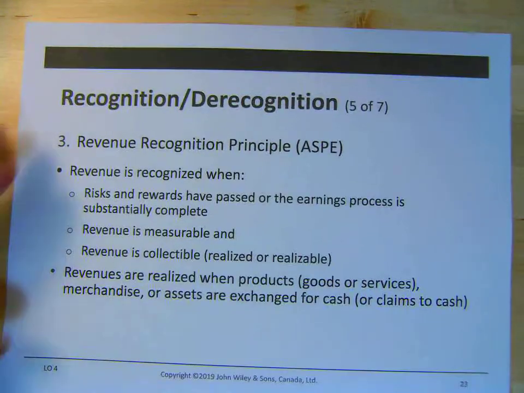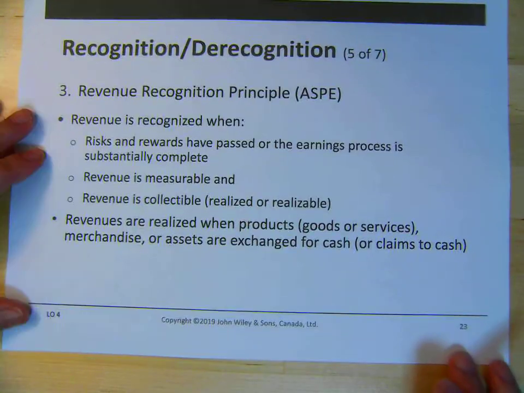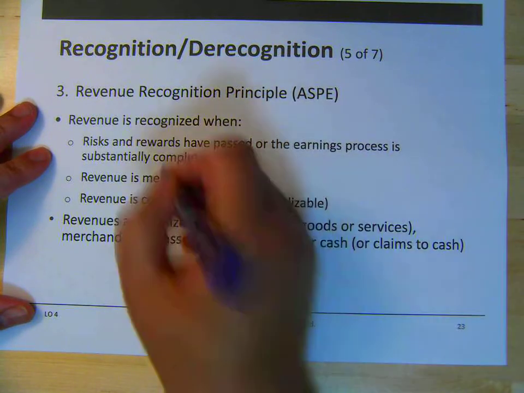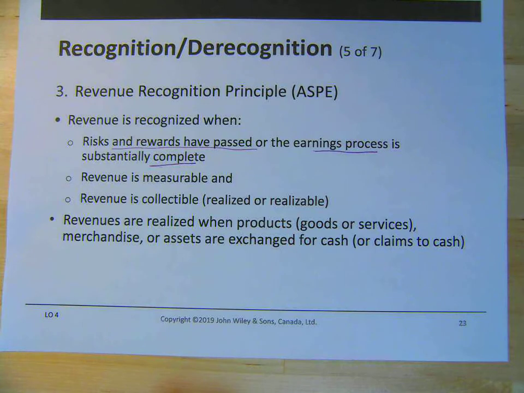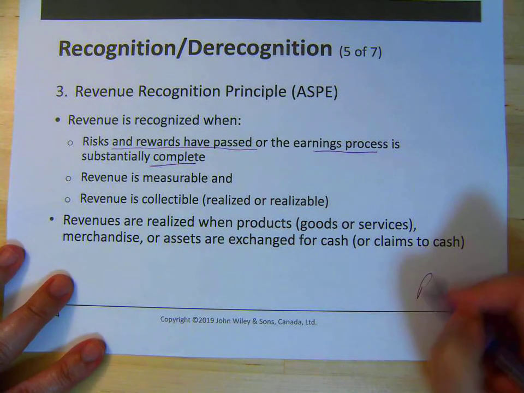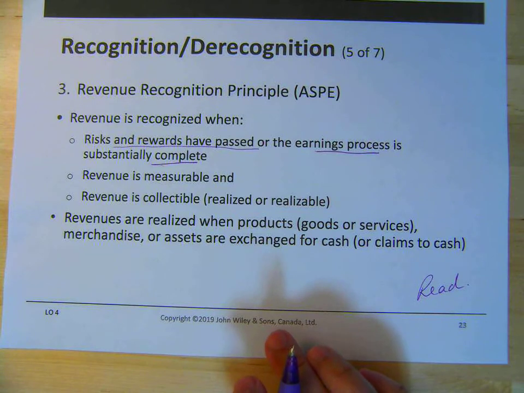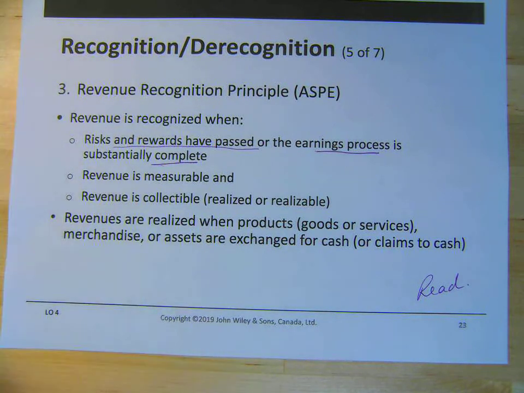The revenue recognition principle, you guys should know this inside out. It's recognized when it's earned. Risks and rewards have passed or the earnings process is complete. So you can read that. And that's ASPE's. IFRS's is slightly different.